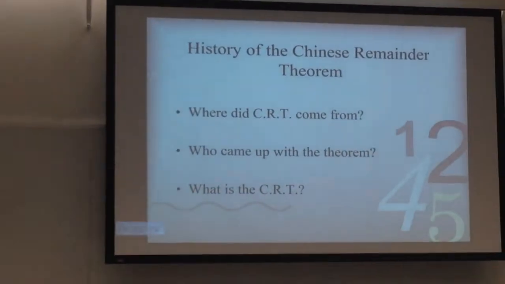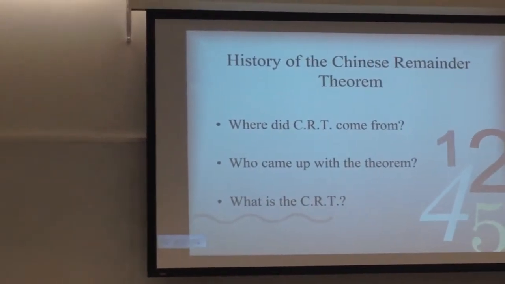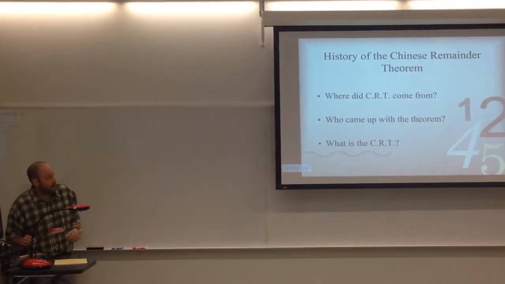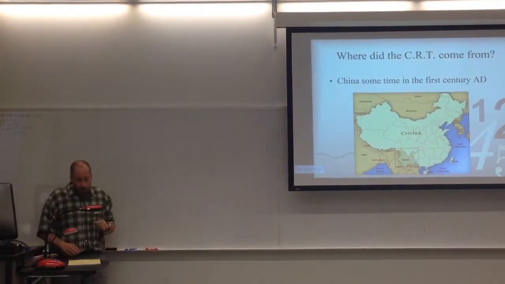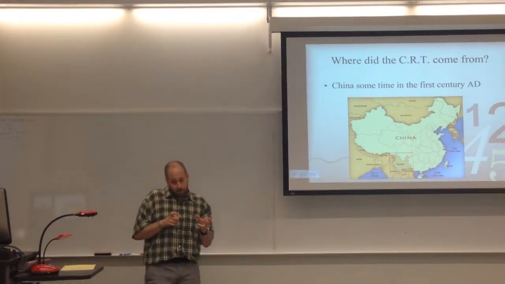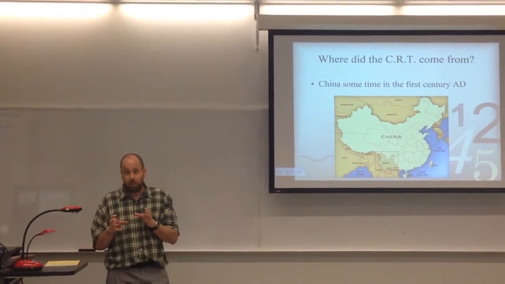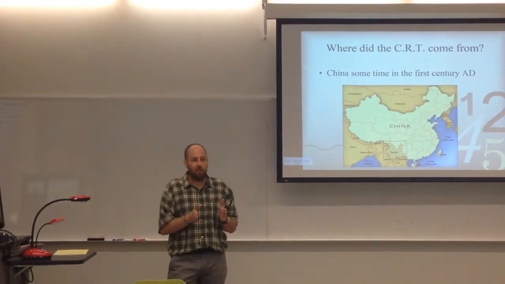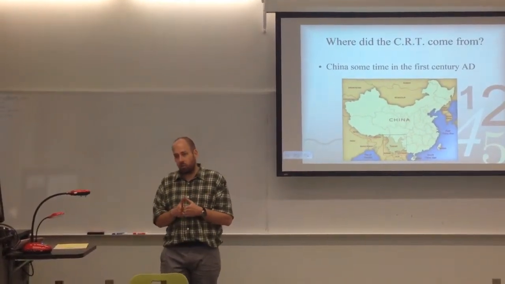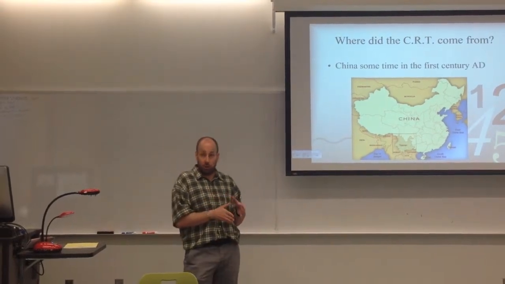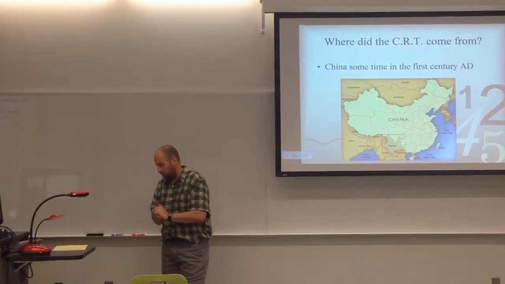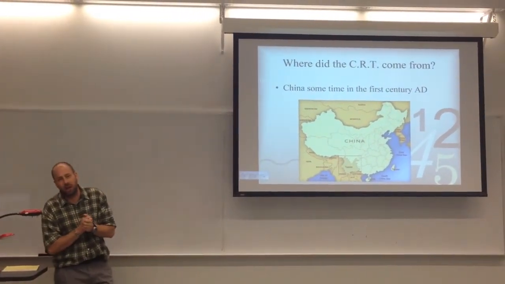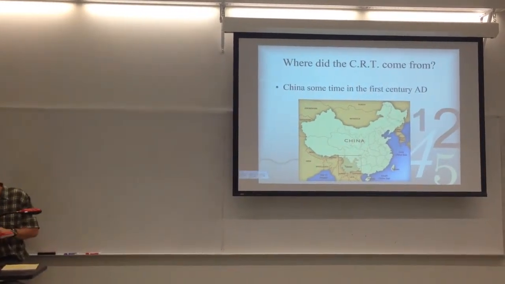So, let's start with the history of the Chinese remainder theorem. Where did it come from? The Chinese remainder theorem came from China sometime in the 1st century AD. I read several things that some scholars refer to it as actually being established as the Chinese remainder theorem in the 4th century AD, but the majority of the scholarly work that I found, one in particular was Jane Liu from New York University, expressed that it was actually formally called the Chinese remainder theorem in the 1st century AD. So we'll go with that.